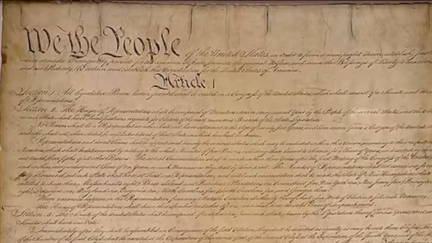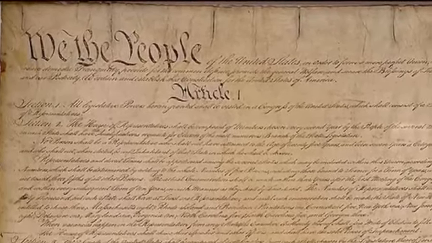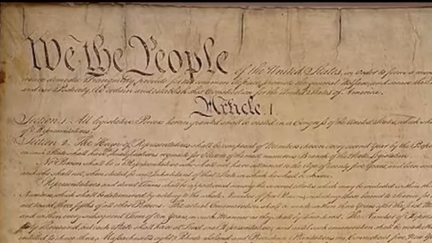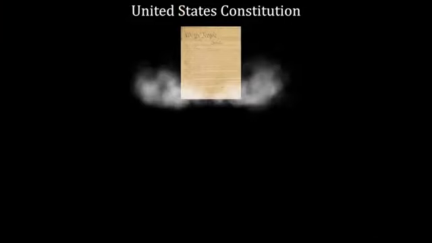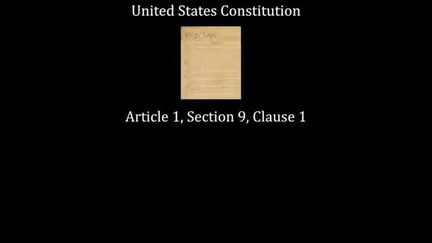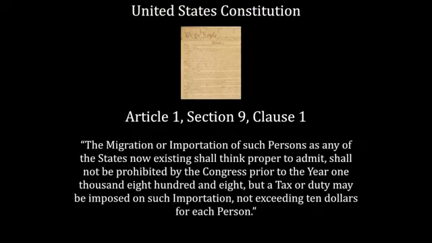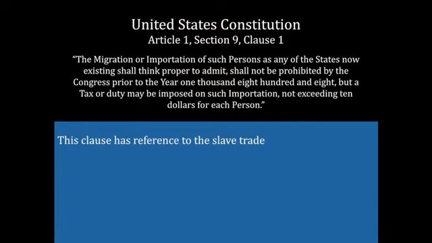There are 2 places in the United States Constitution where the term dollar is mentioned. Both have important implications for our understanding of the dollar. The first is found in Article 1, Section 9, Clause 1. The clause states, "The migration or importation of such persons as any of the states now existing shall think proper to admit shall not be prohibited by the Congress prior to the year 1808, but a tax or duty may be imposed on such importation, not exceeding $10 for each person." This clause has reference to the slave trade.